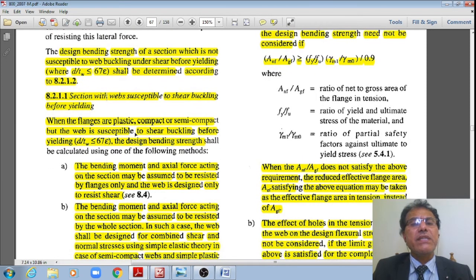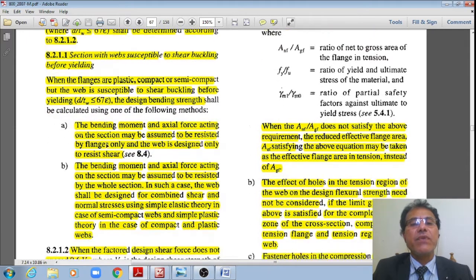Now the next specification is sections with webs susceptible to shear buckling before yielding, right? When the flanges are plastic, compact or semi-compact, but the web is susceptible to shear buckling before yielding, meaning if d by t is greater than 67 epsilon, the design bending strength shall be calculated using one of the following methods.